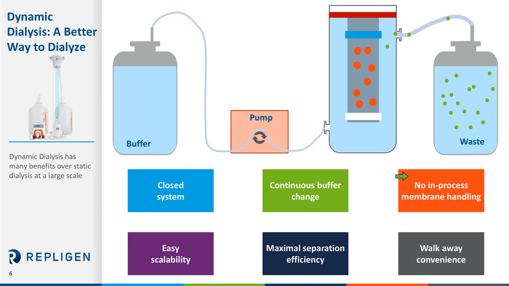You put your sample in at the beginning of the reaction, and you pick it up at the end of dialysis. It's very easily scalable. All you need is more buffer and more membrane. Because the contaminants are immediately expelled to waste, you have maximal membrane efficiency throughout the entire reaction. And it's a walk-away convenience. You never have to come back to babysit.